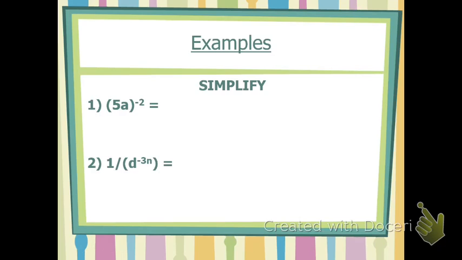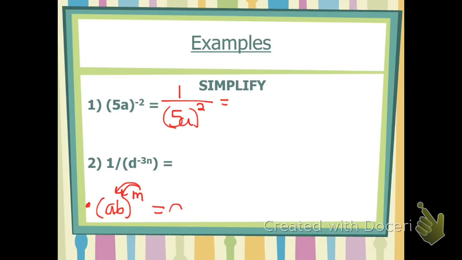We've got 5a raised to the negative 2 power. Now that starts off as our negative exponent rule again, where we would have 1 over 5a to the positive 2. And then 5a quantity squared is an example of our power of a product rule. That was the one that looked like a times b to the m.